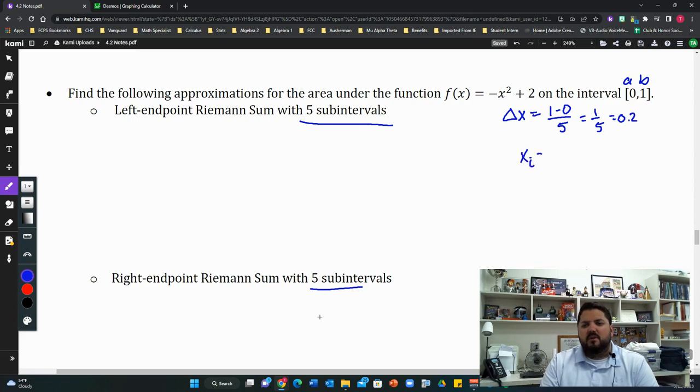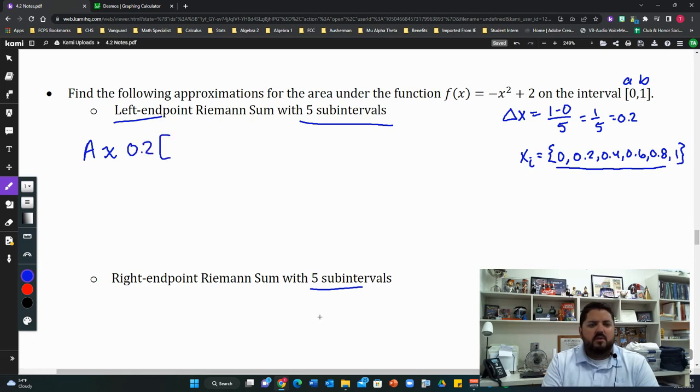So for this one, because I don't have a table, I am going to list out the possible values of x. So again, starting at a, and then we're going to add our delta x value all the way up until I get to our b value. So those are my possible endpoints. So now for left endpoints, again, it's just going to be the set of everything except for b. So for this one, I'm going to jump right to setting up my area. So the common width of 0.2.